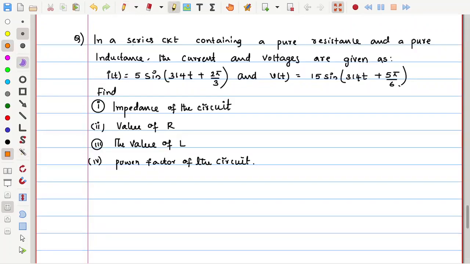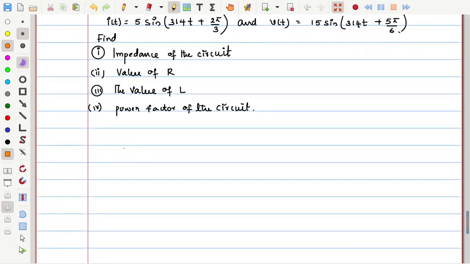See here that it is a series circuit. What does this circuit contain? One resistor and one inductor. Just up to these words, let us draw the diagram. So what we have is a series circuit in which we have resistance and inductance. This is the given information, and resistance is R, inductance is L. So what happens next?